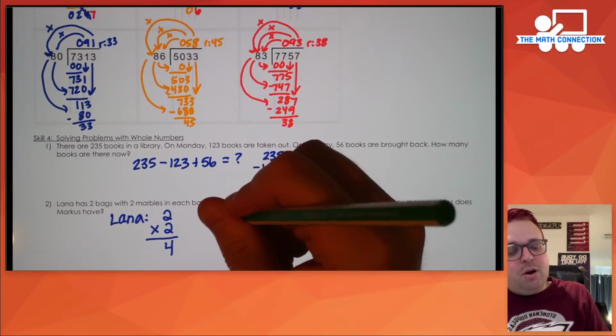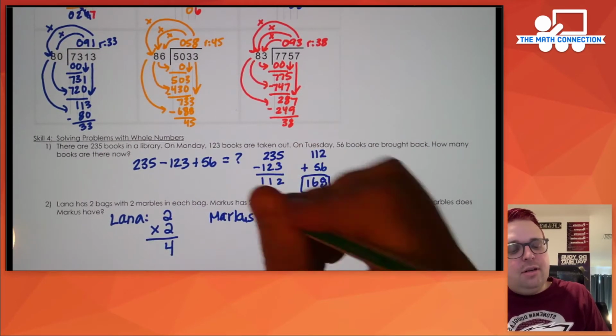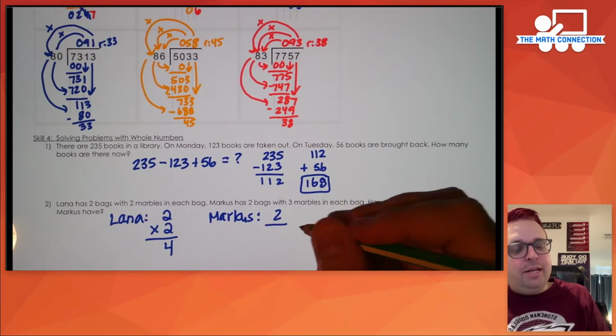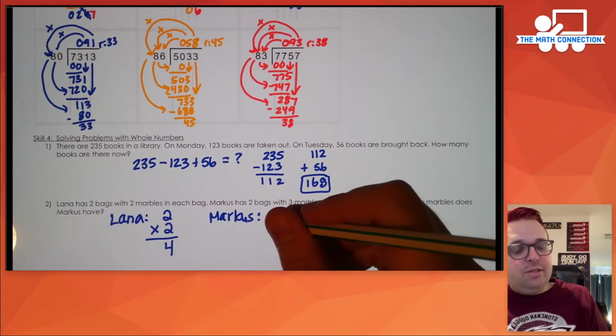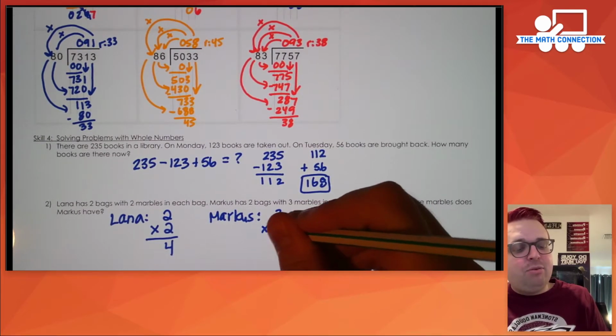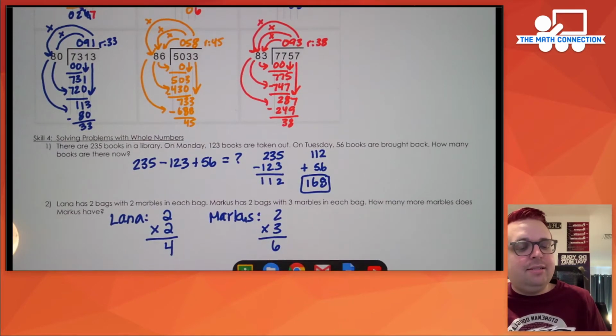Finally, we have Marcus. Marcus has 2 bags as well, but his bags, I don't know why I drew that line there, sorry, my bad. Marcus has 2 bags also, but his bags have 3 marbles in them, so 2 times 3 is 6.